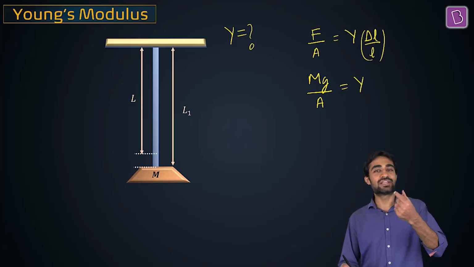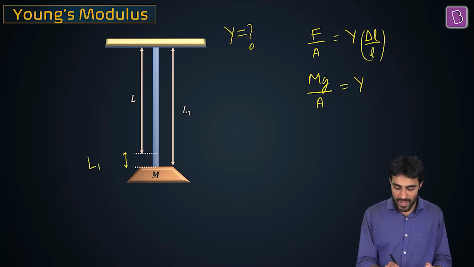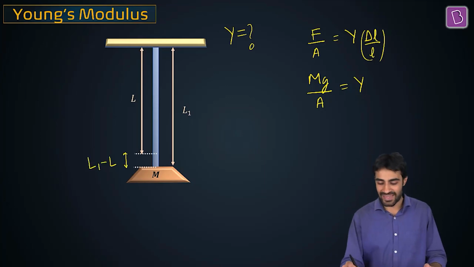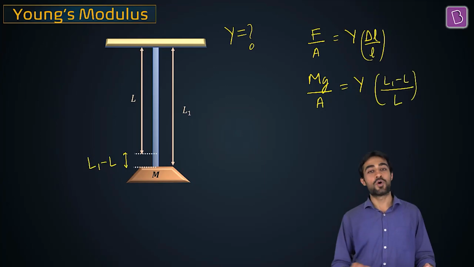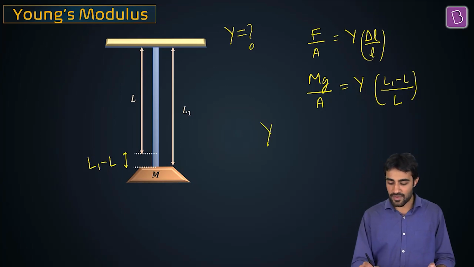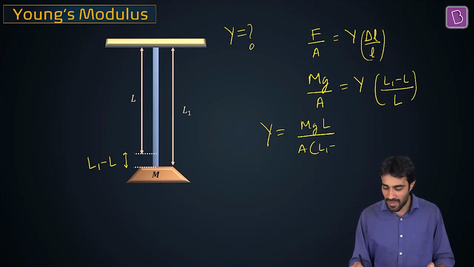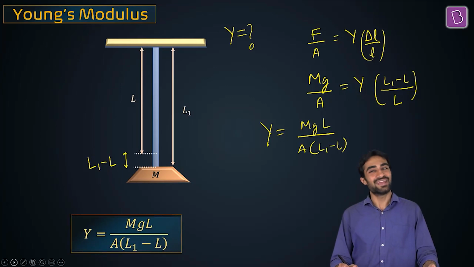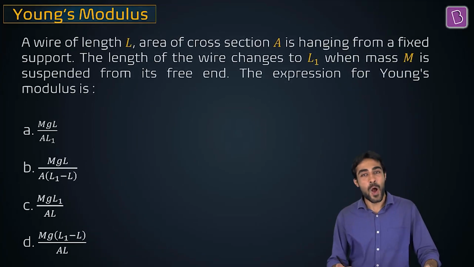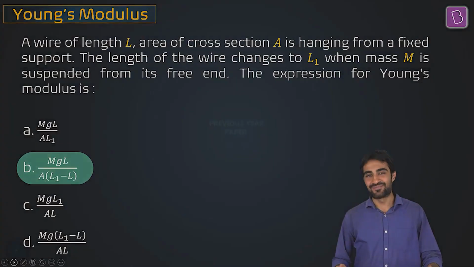What is strain? Change in length upon original length. Change in length, as we can see, is L1 minus L. Can you see that? Okay. So L1 minus L, and we divide this by the original length, which was L. So from this we can see Y comes out to be mgL divided by A times (L1 minus L). Yes, this is our Young's modulus. Okay. Now we go and mark option B as the right answer for this question.